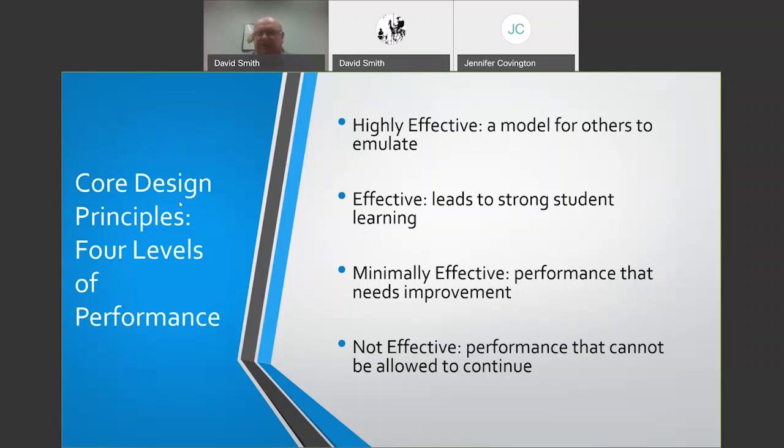So our next core design principle is one of, hang on, where's my cursor? There we go.